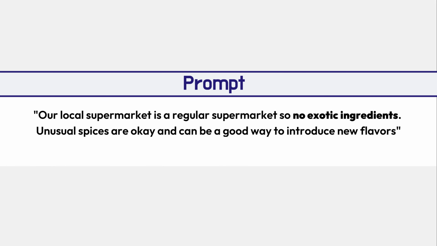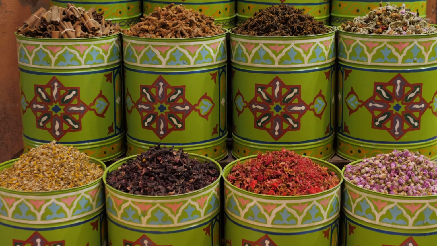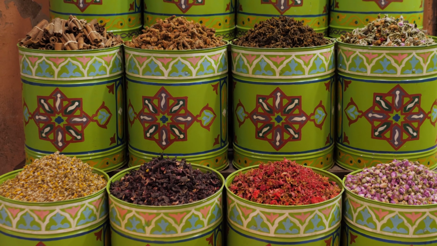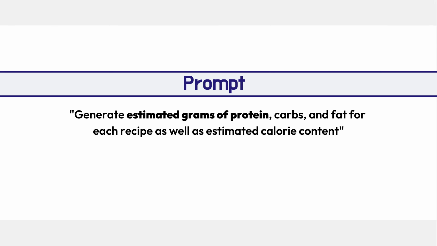The reality check section. Our local supermarket is a regular supermarket, so no exotic ingredients. Unusual spices are okay and can be a good way to introduce new flavors. This prevents the AI from suggesting ingredients that you need to order from 3 different continents. Now, spices can be easily ordered online, so I allow the AI to go crazy with spices if it wants to. The tracking section. Generate estimated grams of protein, carbs, and fat for each recipe, as well as estimated calorie content. Because honestly, eyeballing portions is about as accurate as measuring rain with a sieve.